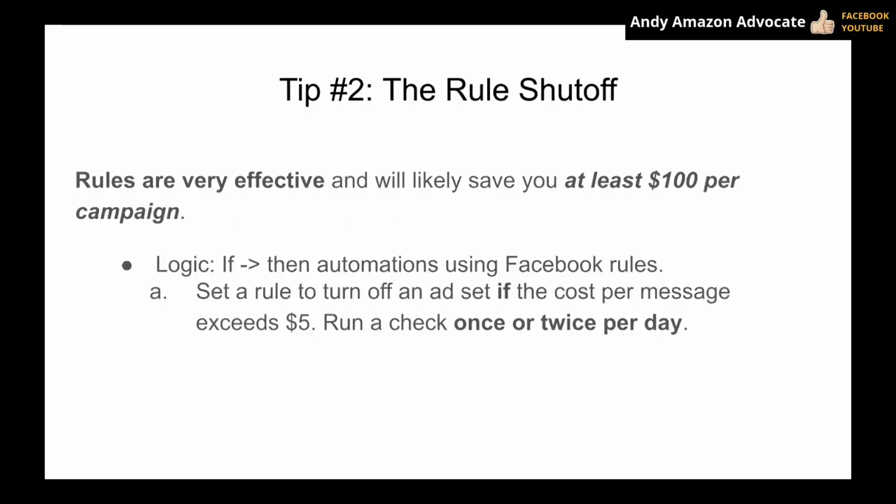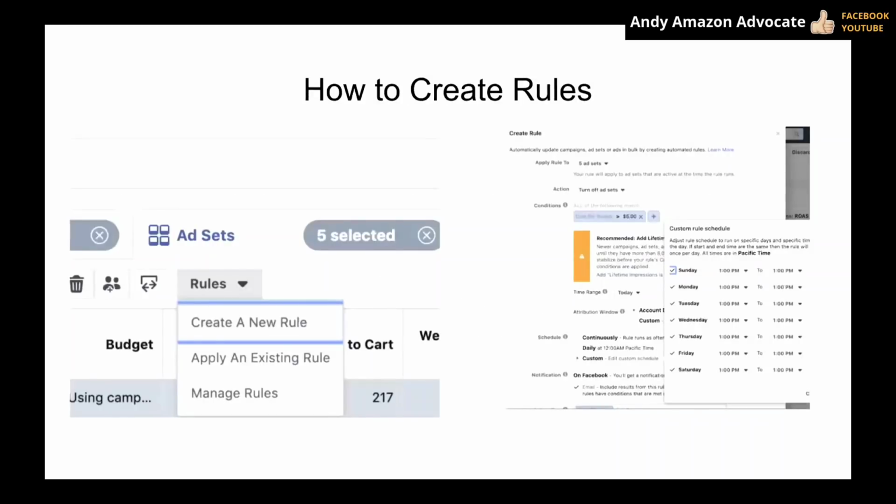Okay, second tip here, using a rule shutoff. So if you are not getting good performance and you're going to spend a couple $100 across a campaign, you might want to add a couple rules. So Facebook allows you to do these things called automated rules where you can turn on or off things when certain events occur. So a rule that I like to use for rebate campaigns is turn off an ad set if cost per message exceeds $5 per message. And what you can do is run this 2 times per day. And here's how to do it.